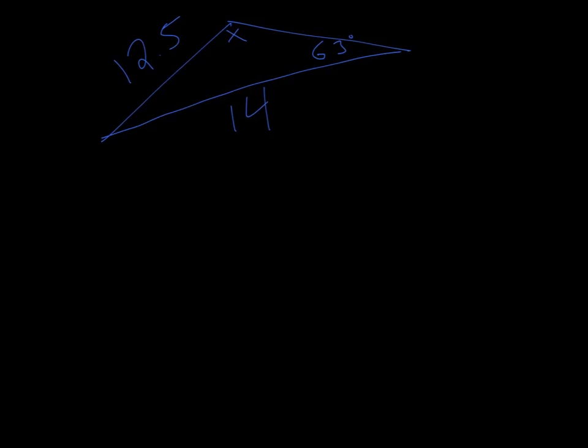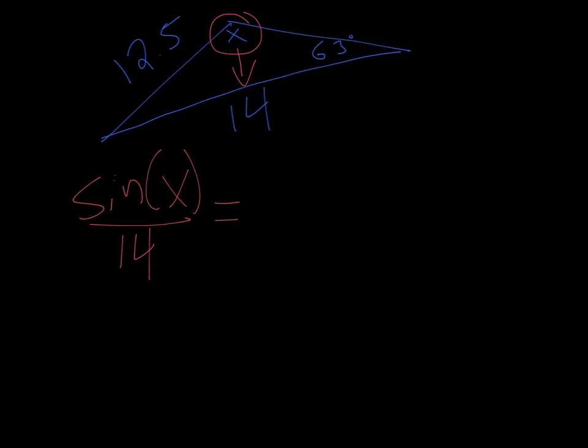Let's go ahead and look at another example. Instead, this time, let's use law of sines to solve for an angle. In this case, the angle we're looking for is denoted with an x, and we know that the side across from it is the 14. So if I have sine of x divided by 14, I know that has to be equal to the ratio of the sine of 63 divided by its opposite side, 12.5.